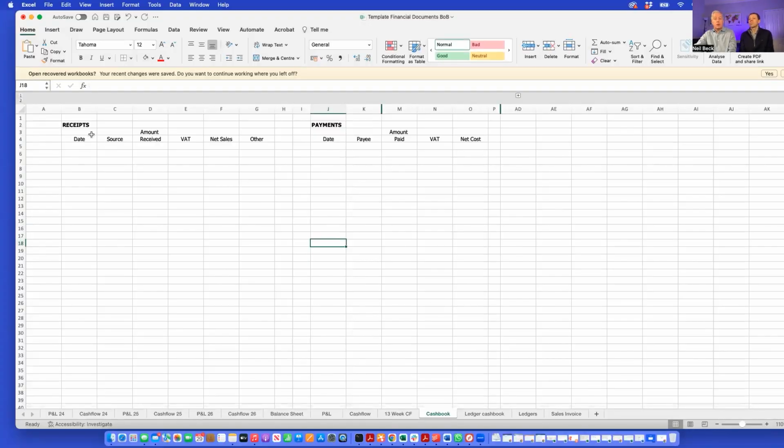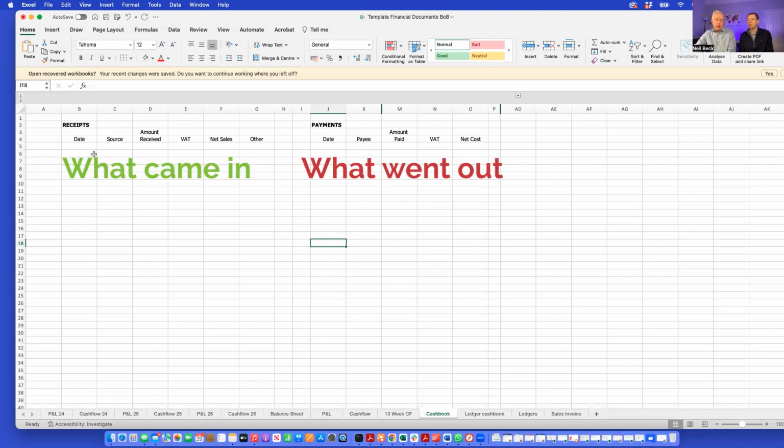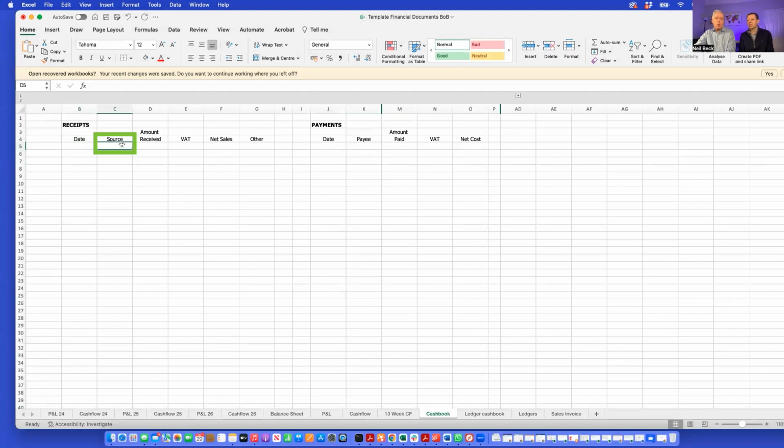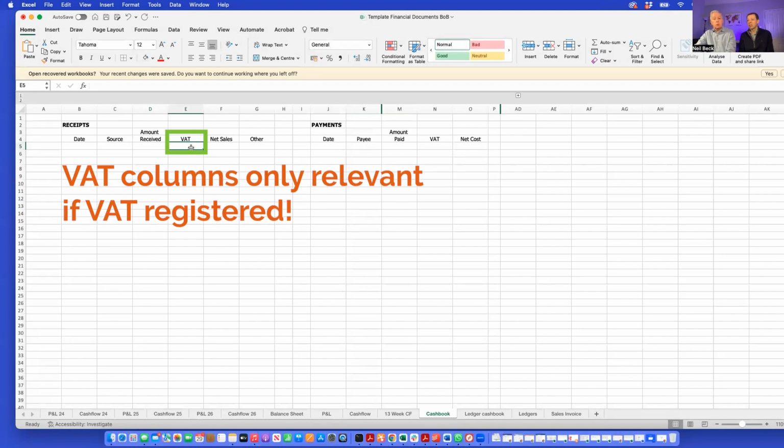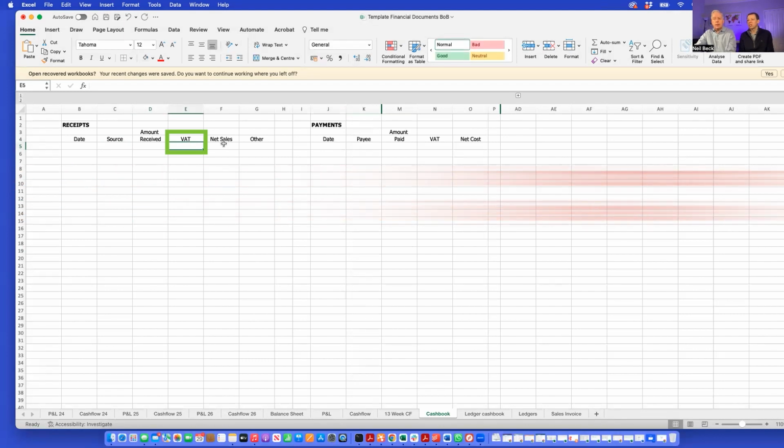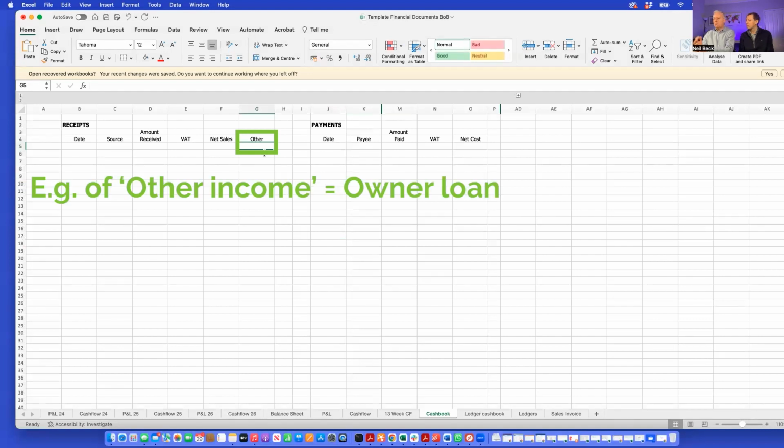On the left-hand side, you have what's coming in. On the right-hand side, what's going out. At its most basic, this is the information that you ought to be capturing, so that you've got the simplest sort of record. For money that came in: what date did it come in? Where did it come from? How much did you receive? If you're VAT registered, then you would want to keep a record of the VAT. If it was a net sale, there, and if it isn't sales, what else is it? You'd want a record of what were my sales, and what were other things: a loan receipt, or you put your own money in to fund the business, or whatever.